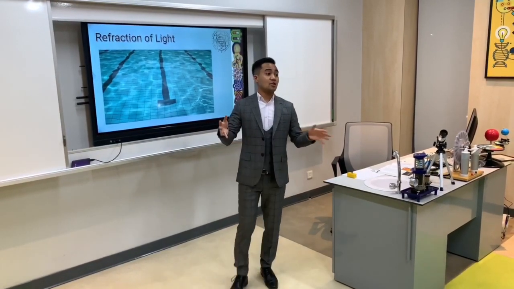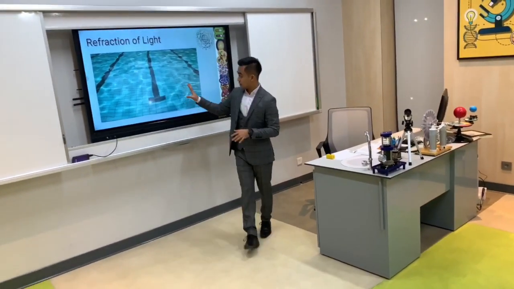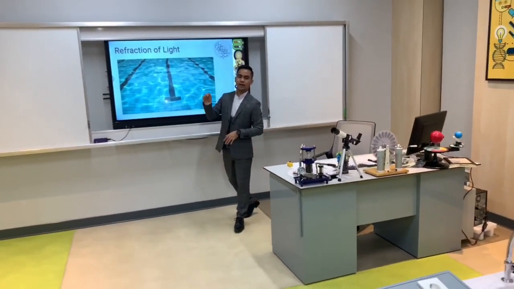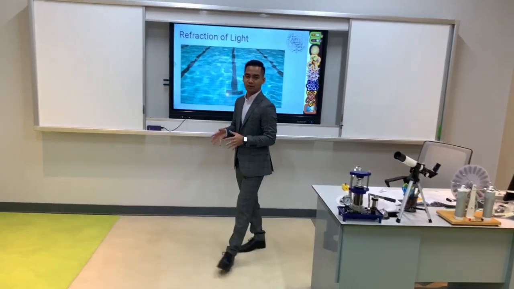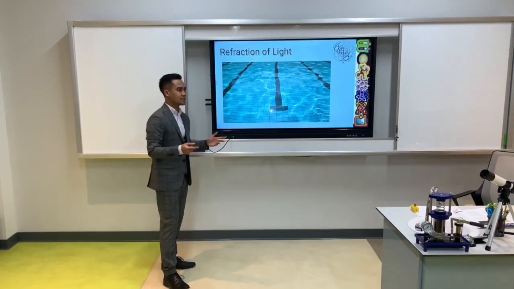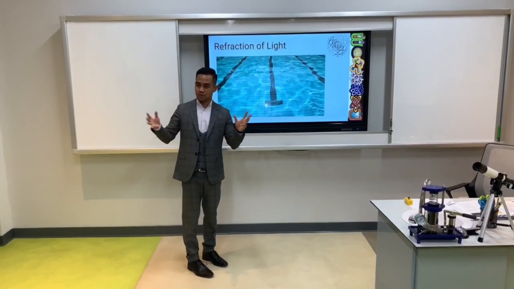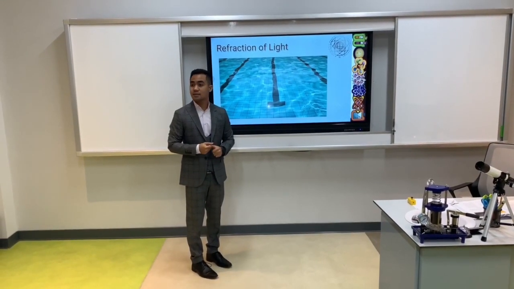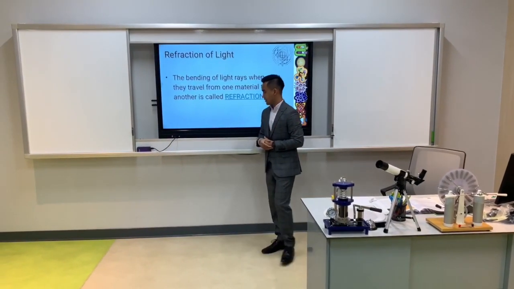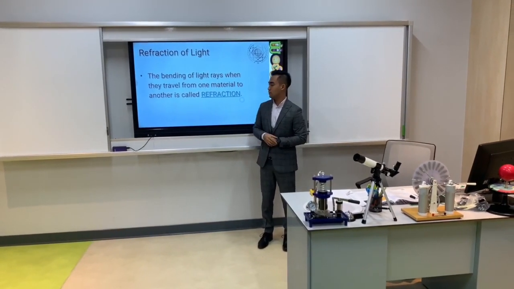Let's proceed to the next topic, which is refraction of light. Have you observed, look at this photo, okay? So you see here a swimming pool. Have you observed that when you look at the bottom of the swimming pool, you can see shadowy ripples? The water is unstable, it keeps on moving, and this causes the rays from the sun, or any source of light, to change direction. So there's actually the bending of light rays when they travel from one material to another. And that is what we call refraction.